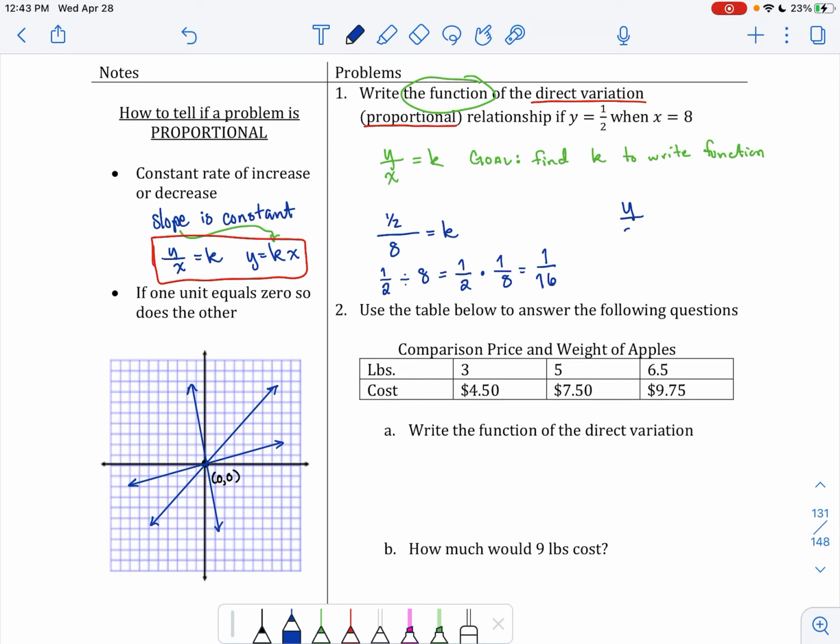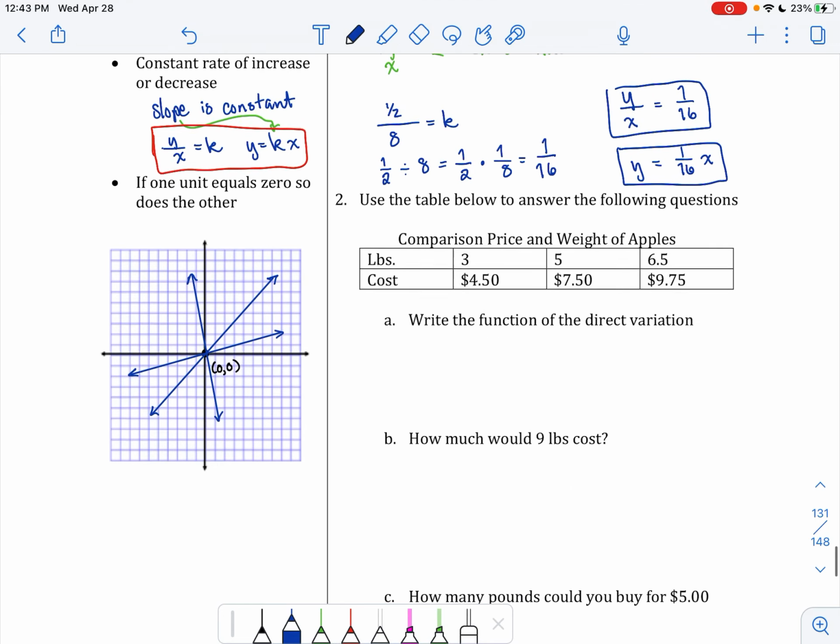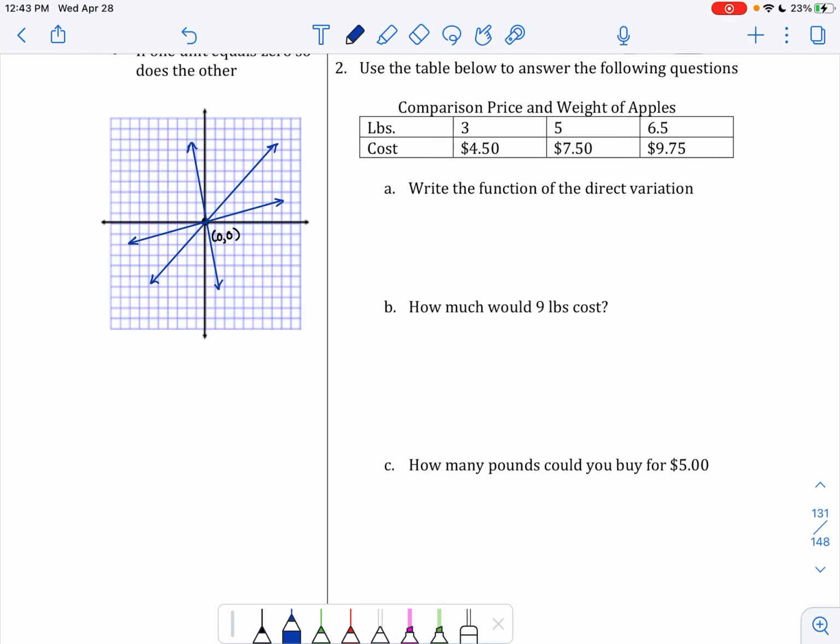Therefore, our final answer is y over x is equal to 1/16 if we're using the first form, or y is equal to 1/16 x. Both of these are acceptable final answers. Now, as I said, this is also involving word problems. So use the table below to answer the following questions. Comparison of price and weight of apples. So 3 pounds of apples cost $4.50. 5 pounds costs $7.50, 6.5 pounds costs $9.75.